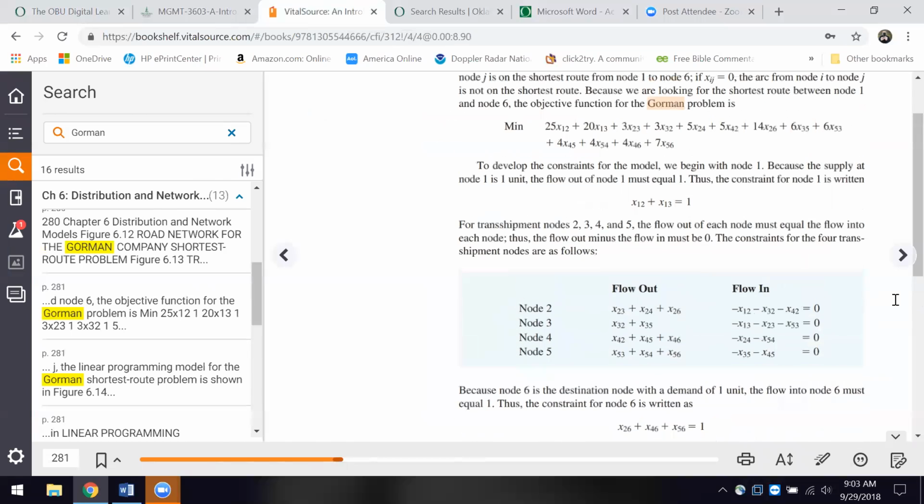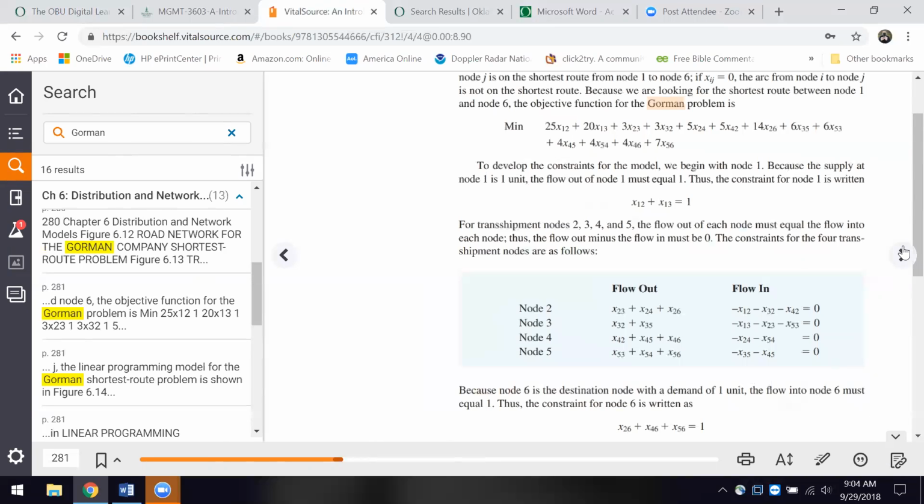So they show us the flow out and the flow in. This is a dynamic network because each node has a flow out and a flow in. Nodes 2, 3, 4, and 5. One is an origin node, so it has outflow only. And as you see, here's the minimization statement.